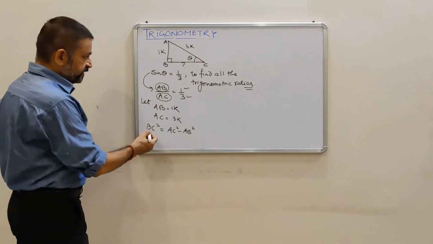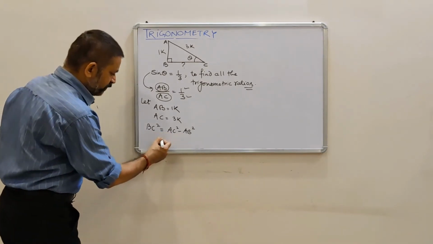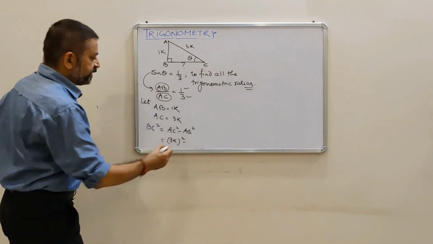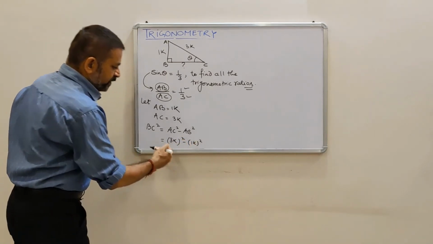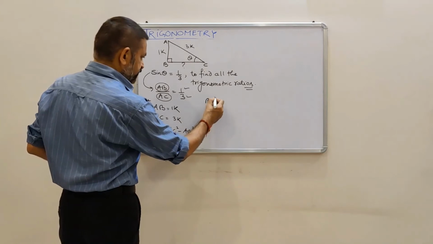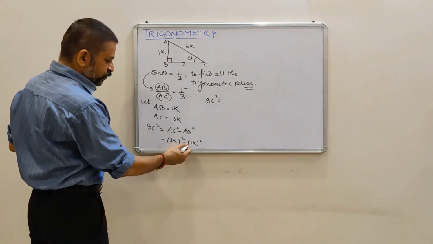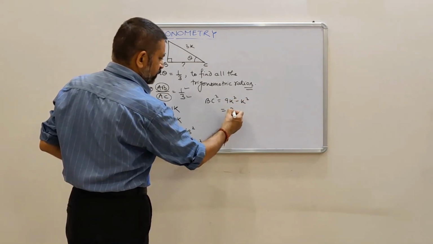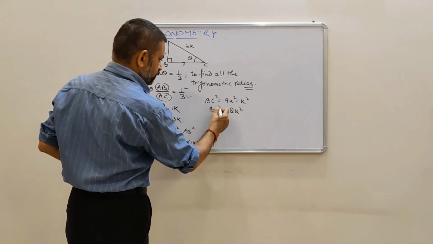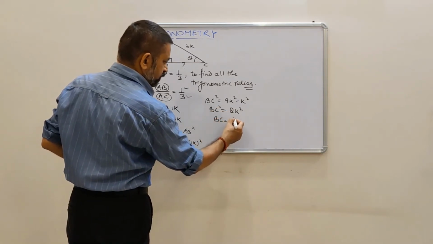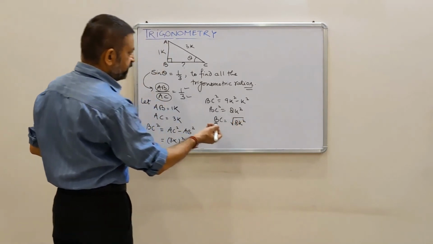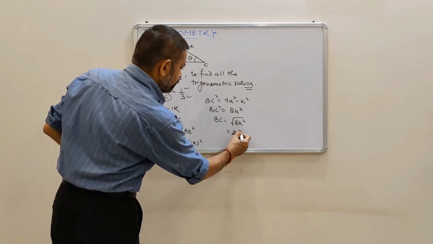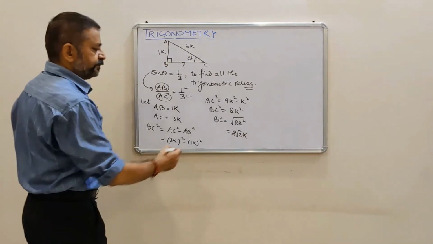This is clear? BC square is equal to AC square minus AB square. What is AC square? AC is 3K. Minus, what is AB? AB is 1K. So BC square is equal to 9K square minus 1K square, which is 8K square. So BC will be the square root of 8K square. As it's a length, it cannot be negative, so it will be 2 under root 2K. This is your BC.